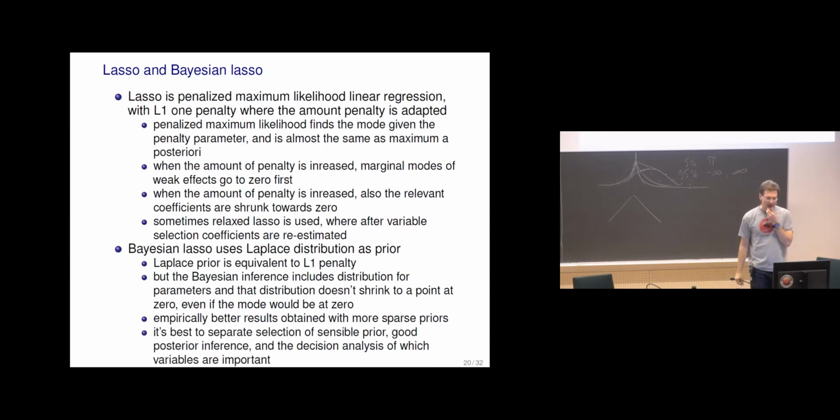It's also best to separate the selection of a sensible prior. What prior would reflect our information, how many covariates are relevant, make the best possible posterior inference for that, and then afterwards do the decision analysis of which variables are important or useful to make predictions in the future.